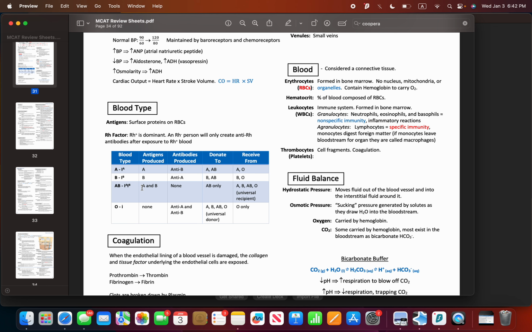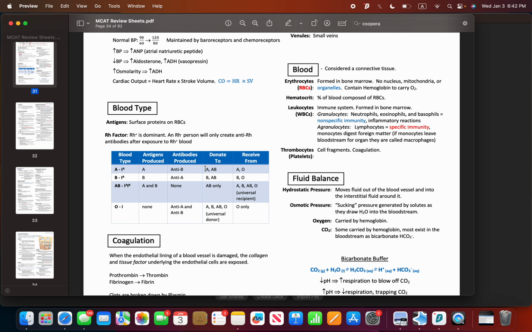If any of the blood types want to donate to the other ones, it's the interaction between the antibodies from the receiver, right? So to see if the A individual can donate to the B individual, you need to see that the B individual has an anti-A, so the A individual cannot donate to the B individual, right?